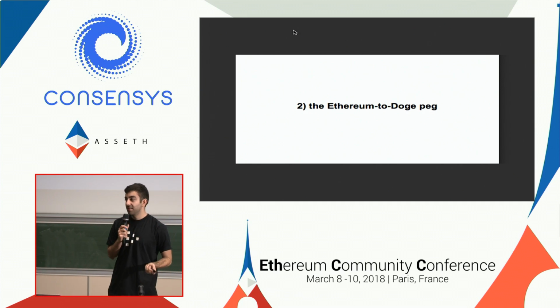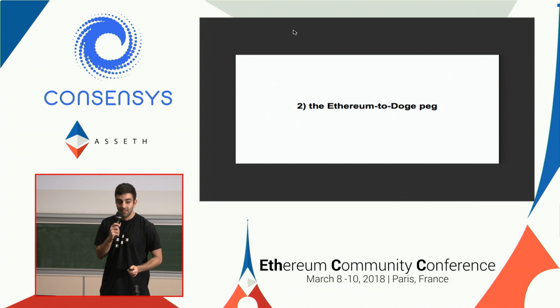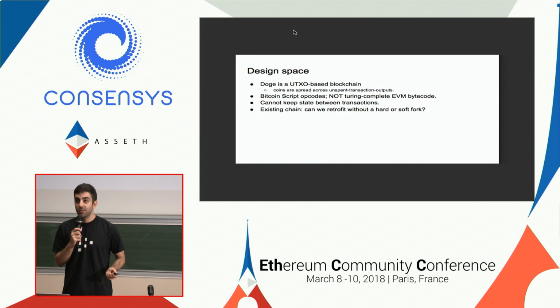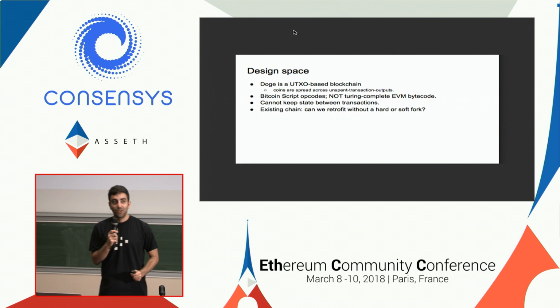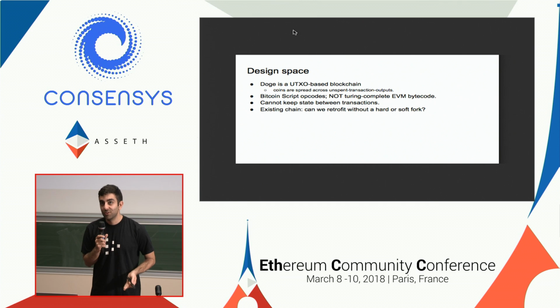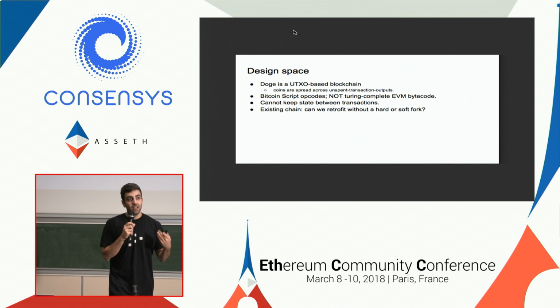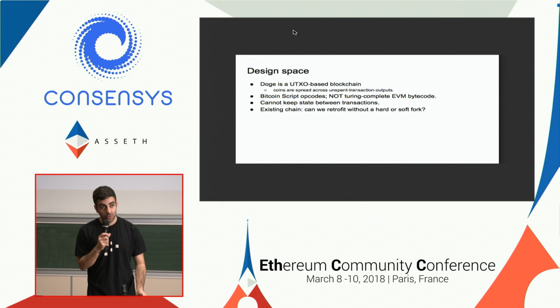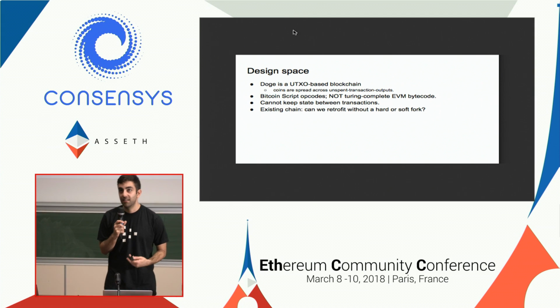So the Ethereum to Doge peg. This one's more complicated. I mean, it's complicated in its own way. If you recall, sidechains have been a topic of discussion for a long time. The Blockstream sidechains paper came out in 2014. Various protocols are exploring that.